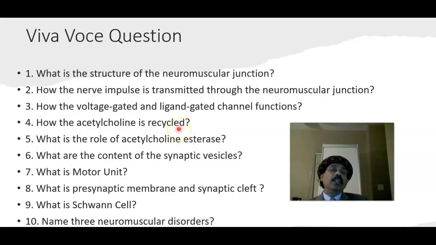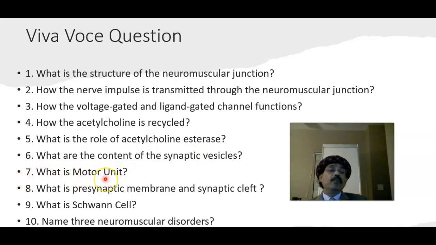How is acetylcholine recycled? The acetylcholine is broken down in the synapse by acetylcholinesterase into choline and the acetyl part. Choline will be recycled to the presynaptic area, to the axon terminal, by the sodium symport. And that choline will be attached to acetyl coenzyme A. Acetyl coenzyme A is coming from the mitochondria of the axon terminal, so there will be formation of acetylcholine. What is the role of acetylcholinesterase? It breaks down the acetylcholine, so the muscle should not be continuously contracted.